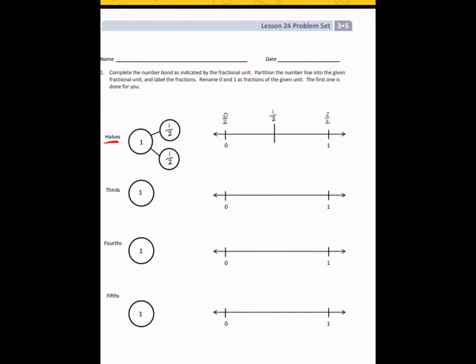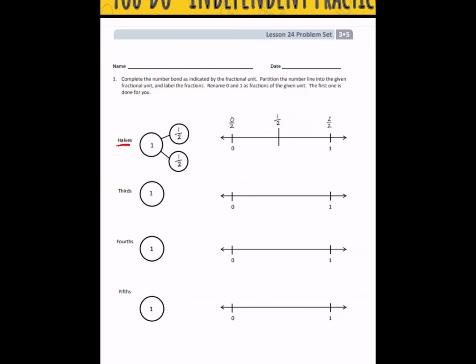All right, Morehouse. Let's check our work. For thirds, we know that we need 3 pieces. 1, 2, 3. Each part is going to be 1/3. That's the unit fraction, 1/3. Let's split our number line into 3 pieces and label it 0/3, 1/3, 2/3, 3/3.